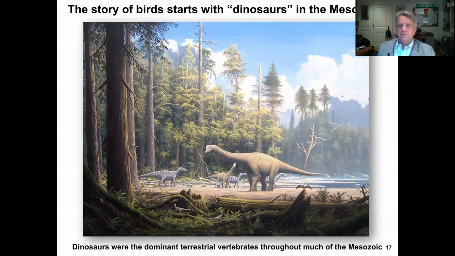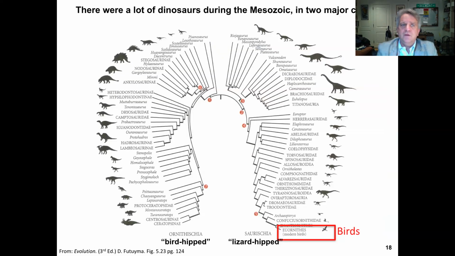Now, the story of birds starts with dinosaurs in the Mesozoic. All right, so we're going way, way back a long time ago, into the Mesozoic, where dinosaurs were the dominant terrestrial vertebrates through a long stretch of the history of vertebrate diversity. And during the Mesozoic, there were a lot of dinosaurs, and they were essentially classified into 2 major clades: the bird-hipped dinosaurs, the Ornithischia, which ironically are not closely related to birds, and the Saurischia, the lizard-hipped dinosaurs.